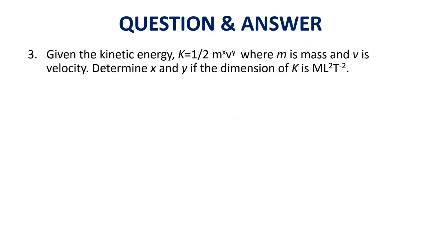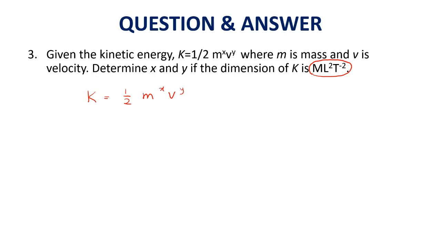Given to us kinetic energy K equal to half M power of X V power of Y, where M is mass and V is velocity. Also given to us, the dimension of K is M L square T negative 2. So dimension, so this is the jawapan. Dia dah given to us the jawapan. So we write the equation K equal to half M power of X V power of Y. So soalan kata cari X and Y. So dia nak suruh cari X and Y.